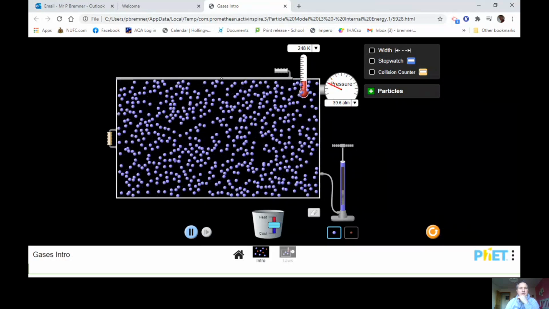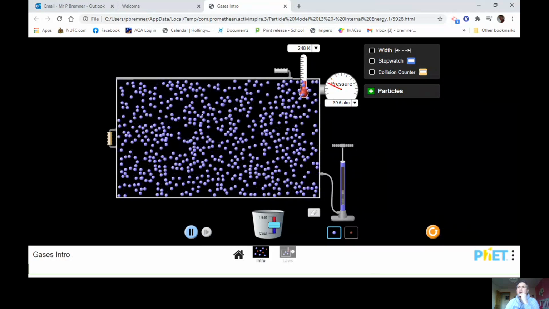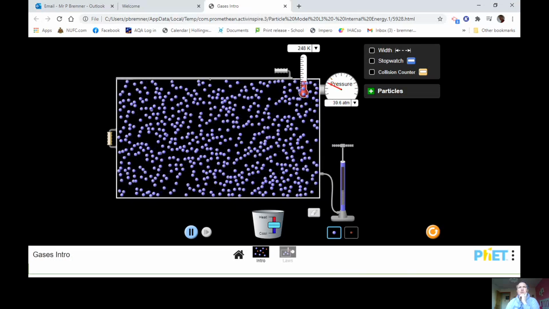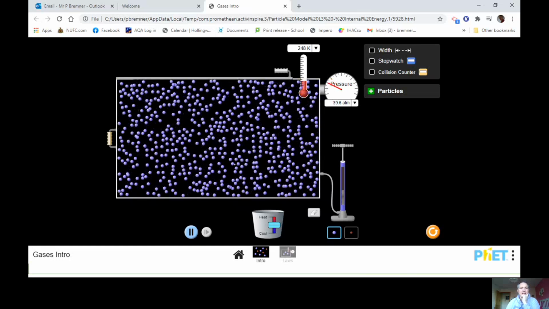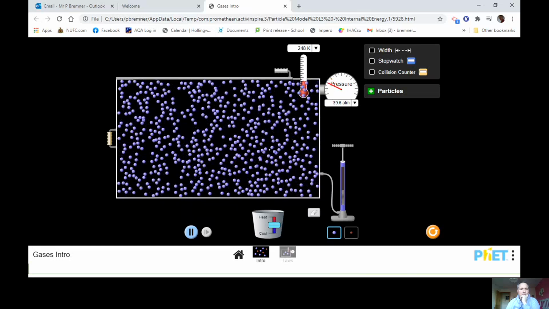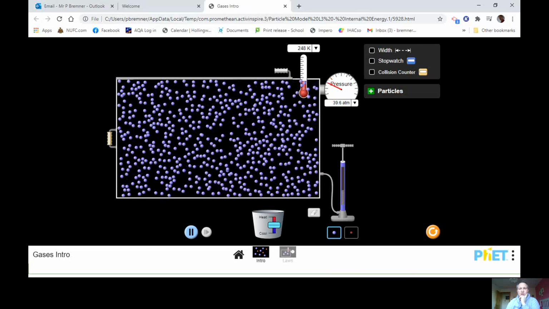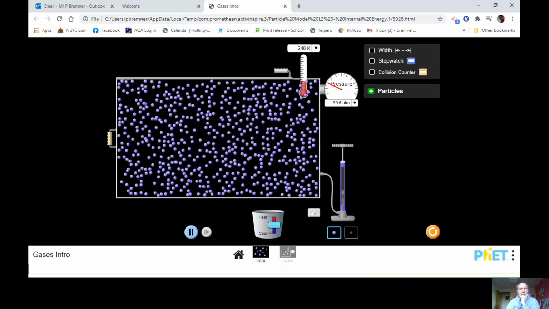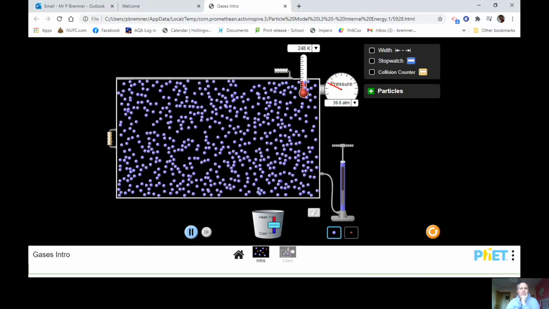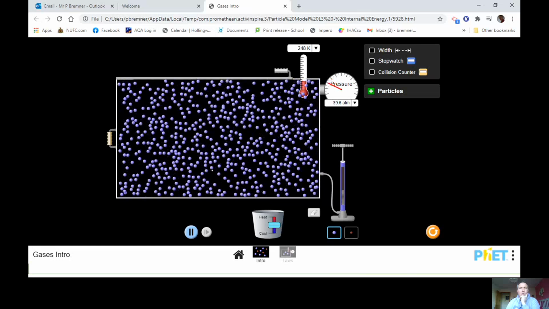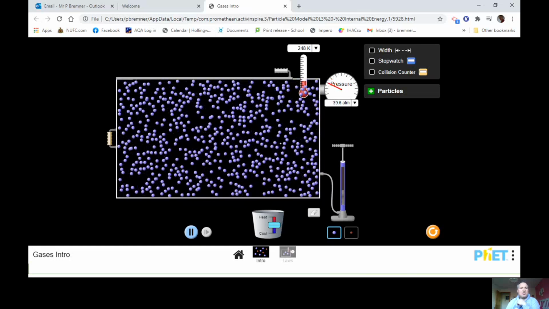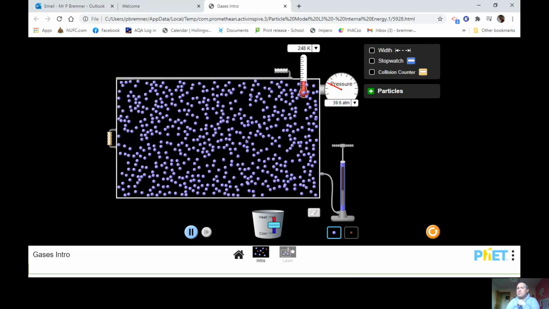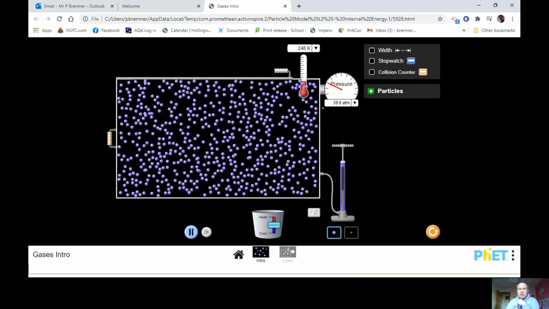What's happened to the particles? The particles have more space to move in, and they hit the sides of the container less often. That has made the pressure decrease. So increasing the volume meant the particles had more space to move in, and they weren't hitting the sides as often. The pressure decreased.